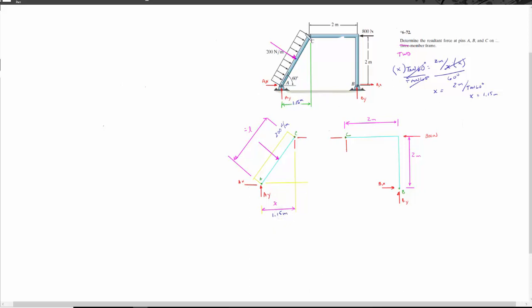We're also going to need this length here, which I've labeled L. So L is going to equal, we have the opposite side and we're trying to find the hypotenuse, so we know we're going to be using sine. The sine of 60 degrees is equal to 2 meters over L, which we called that. Again, you multiply by L, you do all that, and you come up with L equal to 2.31 meters. So I'm going to go ahead and write that in.